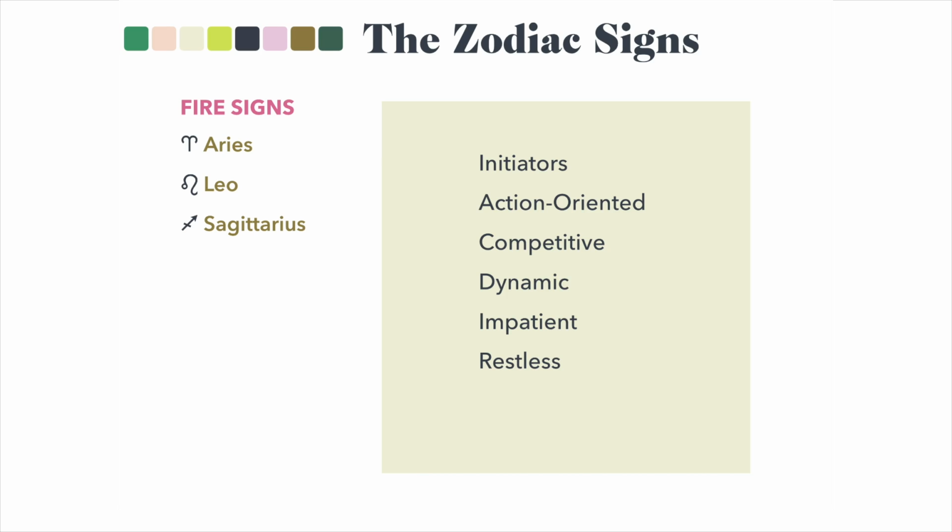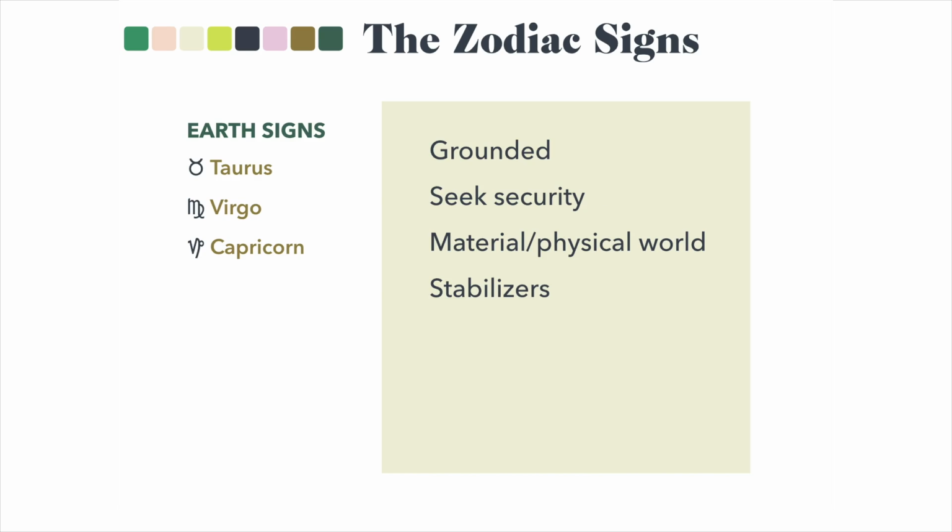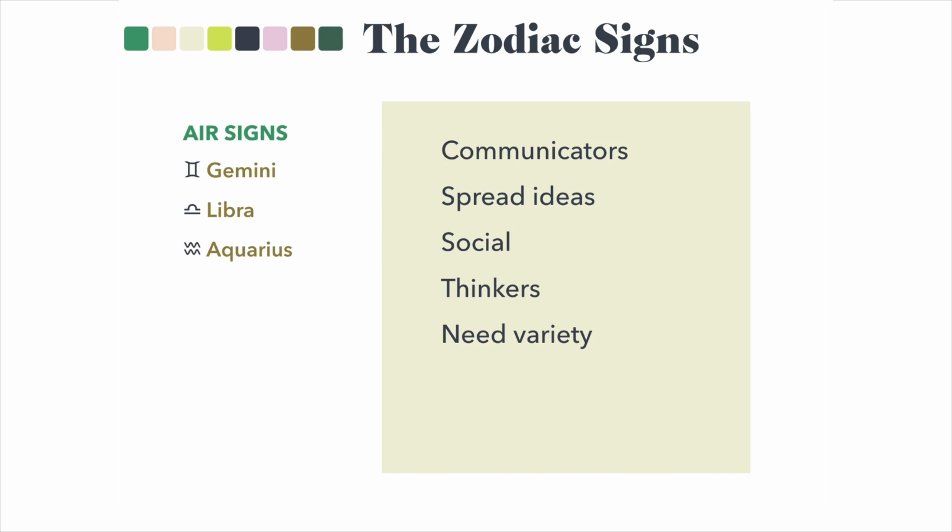Now the earth signs, Taurus, Virgo, and Capricorn, they're grounded, they seek security, they rule the material and physical world, the earth, the tangible things. They're the stabilizers of the zodiac signs. And earth energy can be really calming and centering, but the shadow part of it is that it can also be very stubborn and can keep us stuck in one place.